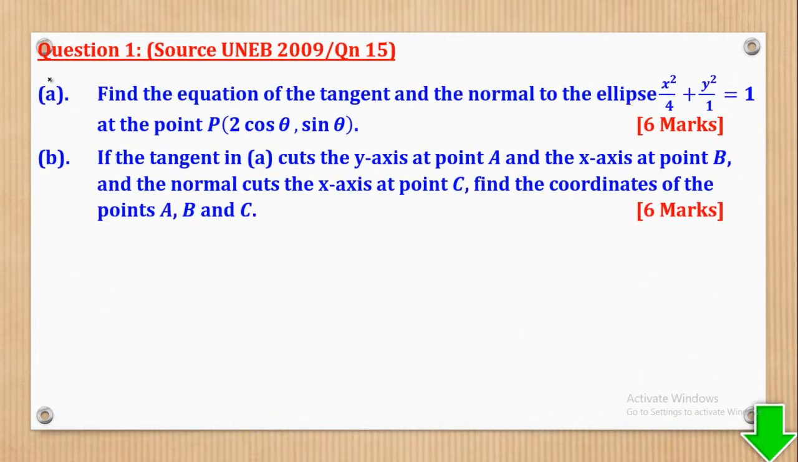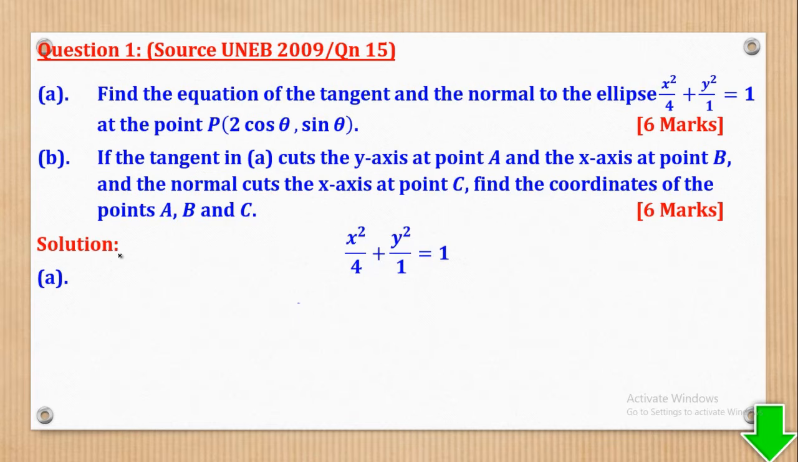So with that, let's go through some of the questions. Question 1 came from UNEB 2009, paper 1, question 15, and says, Roman part A, find the equation of the tangent and the normal to the ellipse this at the point this. So let's start with that. The procedure will always be the same.